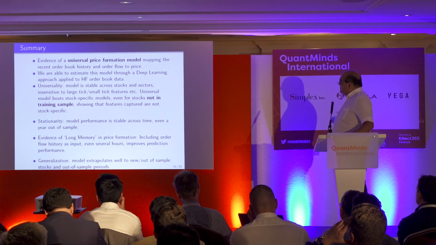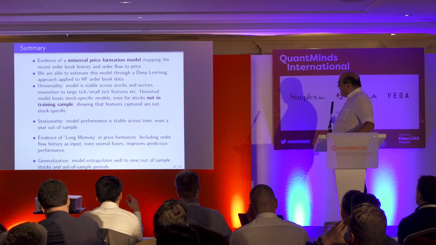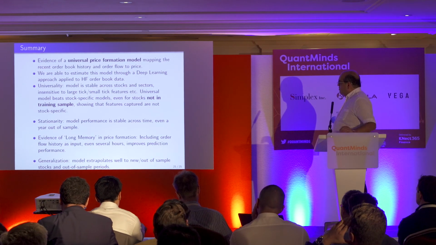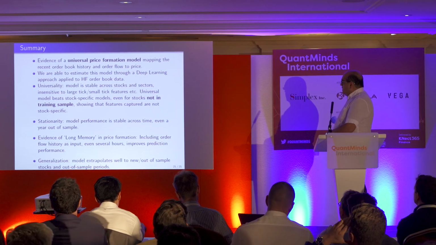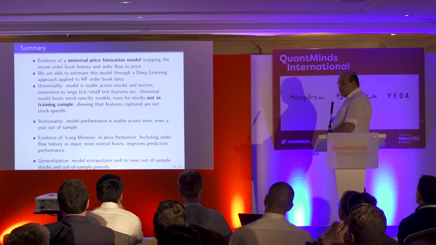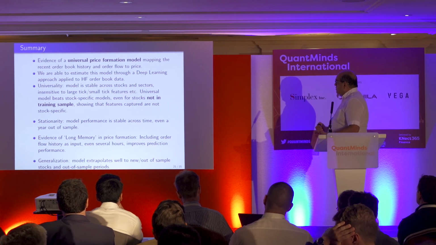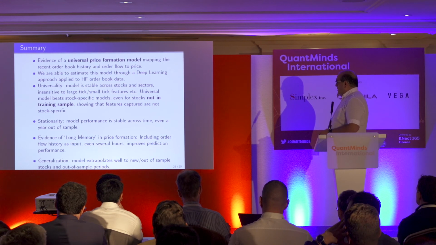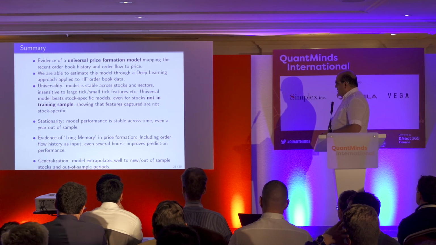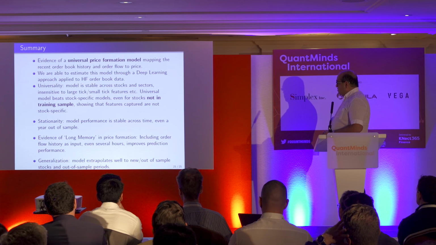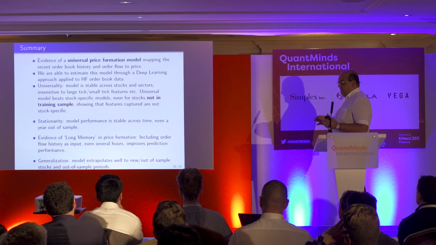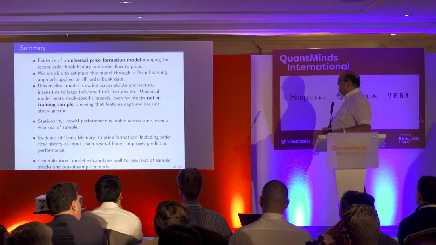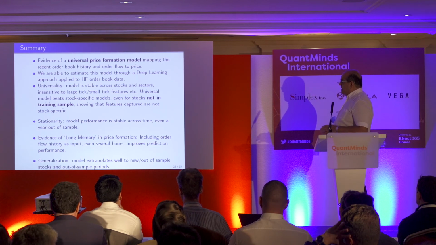So this is the conclusion slide. I've tried to present evidence that there is such a thing as a universal price formation mechanism underlying intraday data, and we can estimate it through a deep learning approach. The universality shows up by looking at stability of the performance across time and stocks and sectors. It seems insensitive to sectors, large tick, small tick pictures, and so on.